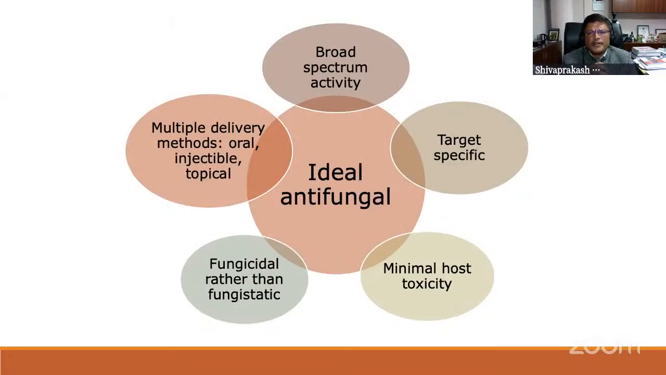So to treat all these infections, we really need an ideal antifungal. So what is an ideal antifungal? We define an ideal antifungal as one that should have a broad spectrum of activity, and it should be target specific, because it should not cause toxicity in human beings. Both humans as well as fungi are eukaryotes. That's why we do not have so many antifungals, unlike antibacterials. Because of the toxicity, very few antifungals are available. So it should have minimum toxicity.